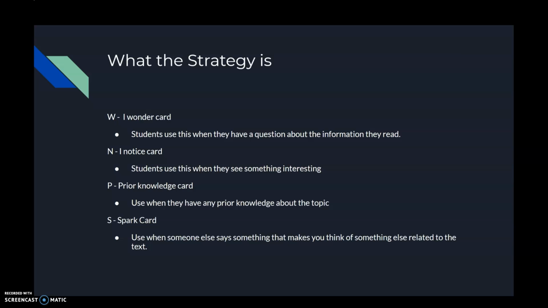Then there's the P card, the prior knowledge card. You'll use this when you have any prior knowledge about a topic. So if you've experienced what we're talking about, or if you've learned this before, you can hold up that card and share it with the class. Then there's the S card, which is the spark card. You'll use this when someone else in the class says something that makes you think of something related to the text. So if a classmate says something that you're like, oh, I've experienced that too, you can share that as well and share your experience by holding up the S card.